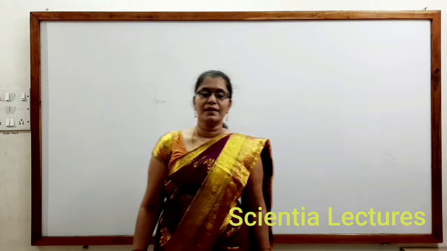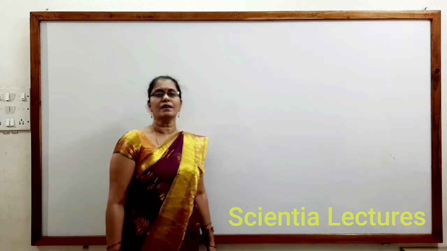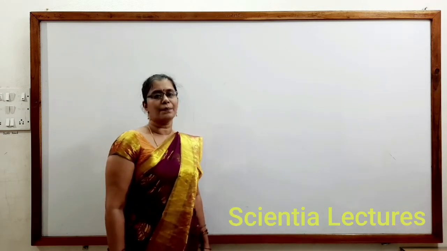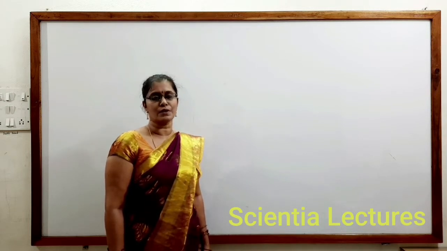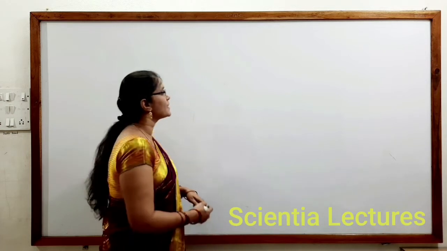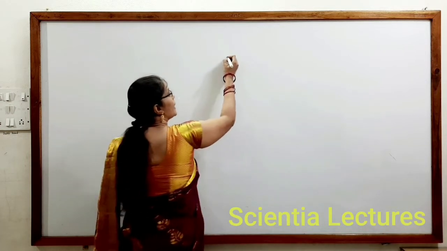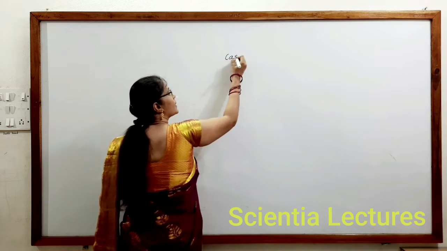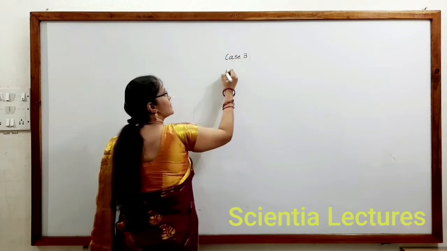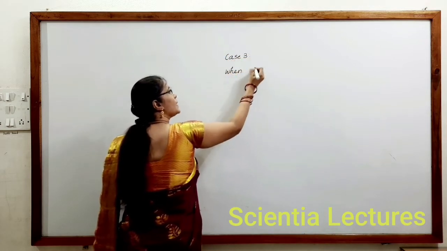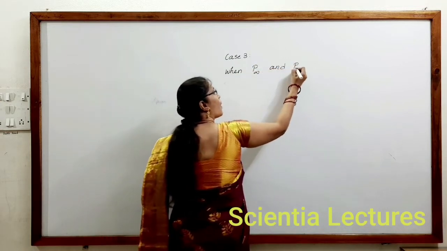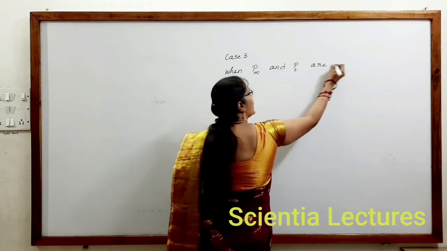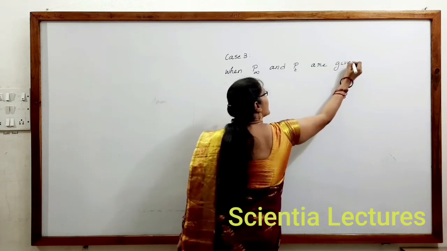Hi students, in the previous module we checked how to calculate the rate constant of a first order reaction by the pressure change method when Pt and P infinite are given. Now in that case itself we will take another condition, case 3, that is when P infinite and Pt are given, then how to calculate K1.